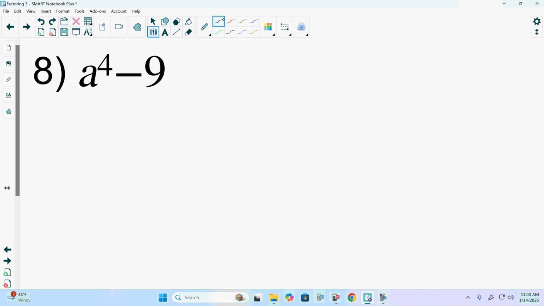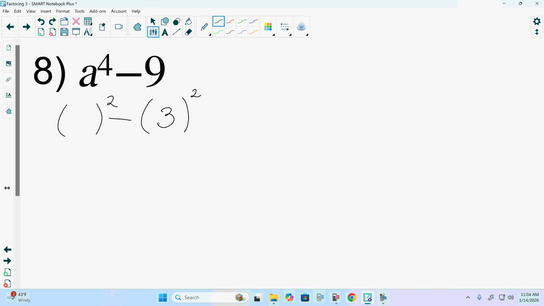Now this one here looks a little different, yes? Because we have a to the fourth minus 9. Now there's not a greatest common factor between the two terms. But let's see here if both of these are perfect squares. Now 9, we'll start with it first. What times itself is 9? 3.